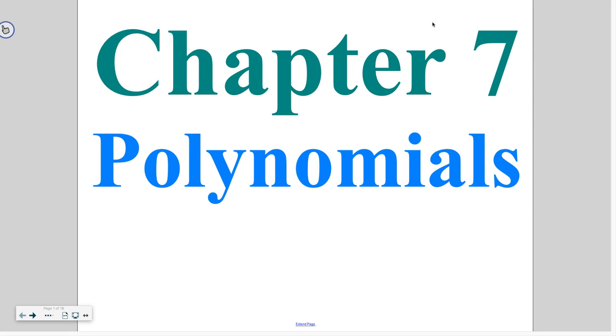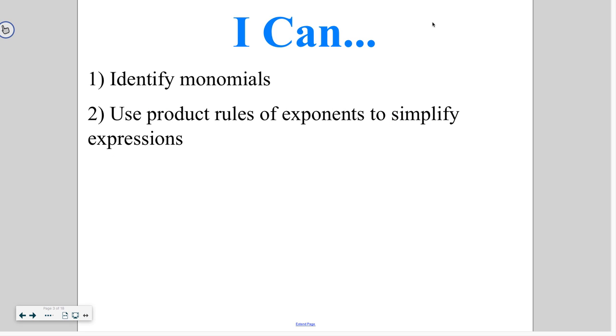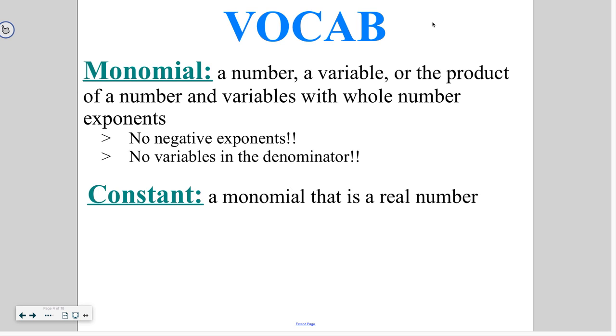Hello class, today we are starting chapter 7, which is going to focus on the concept of polynomials. Today we are going to start by multiplying the monomials, which is section 7.1. So by the end of today you will be able to identify what a monomial is and use the product rules of exponents to simplify the expression.